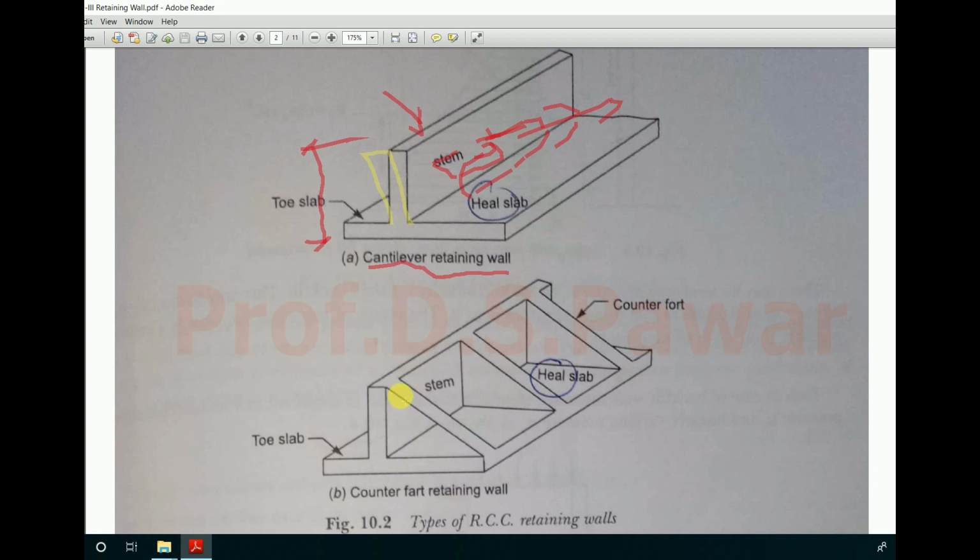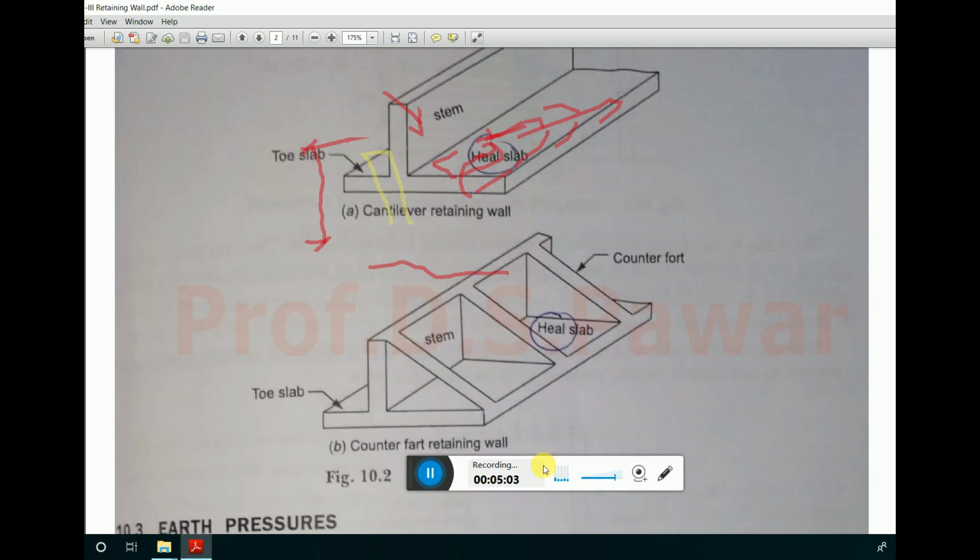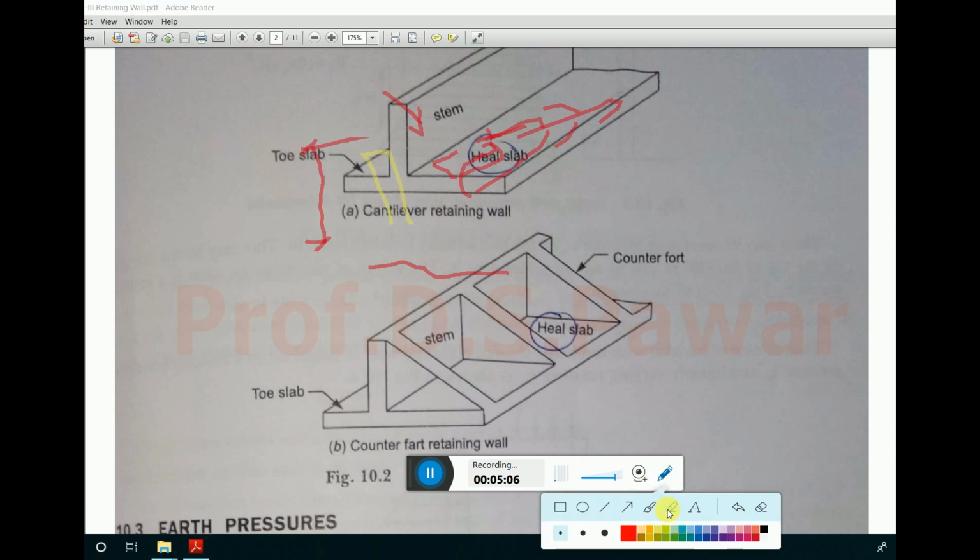And why is it used rather than a cantilever retaining wall? Because when the height is more, the moment in this stem will be more, and if the moment is more, the reinforcement required is also more, and there is no economy achieved in this case. So to achieve economy, and to give strengthening to this stem, a new part is provided in this retaining wall. That new member is called the counterfort, and this is the counterfort here.